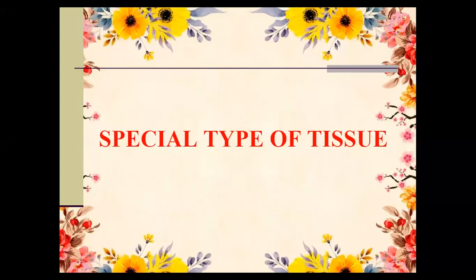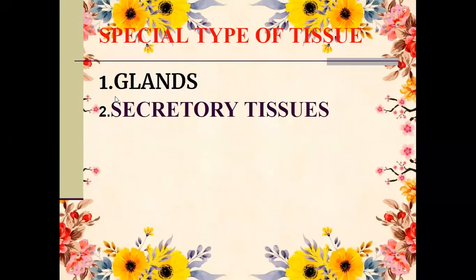Special type of tissue in plants. Special type of tissue in plants, following types. What does special type of tissue mean?